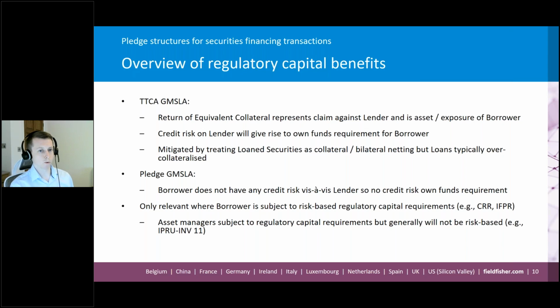An example of that would be asset managers that are subject to AIFMD in the UK. They'd be subject to IPRU-INV 11 in the UK, which is not a risk-based requirement. Can we have the next slide, please?